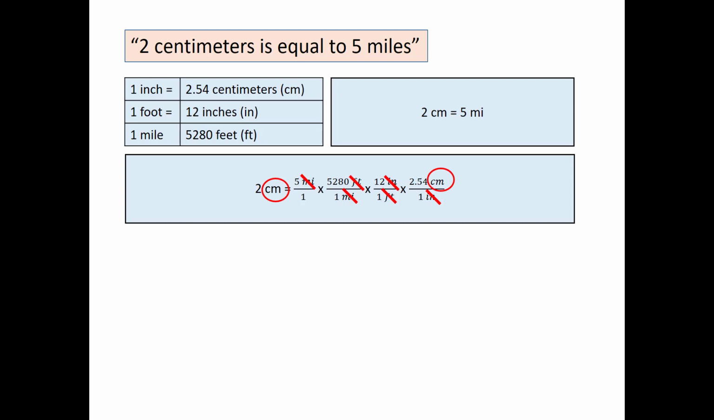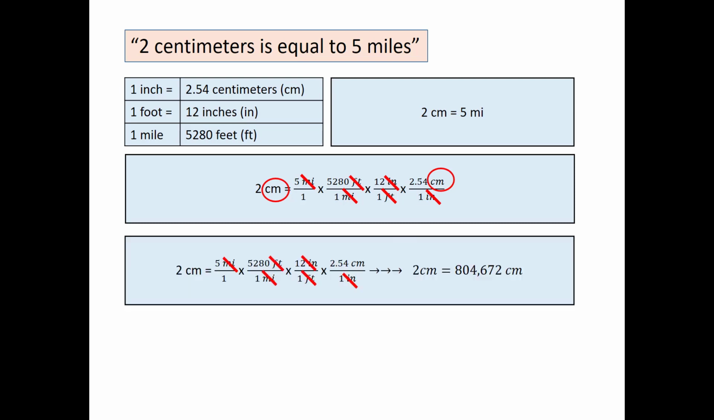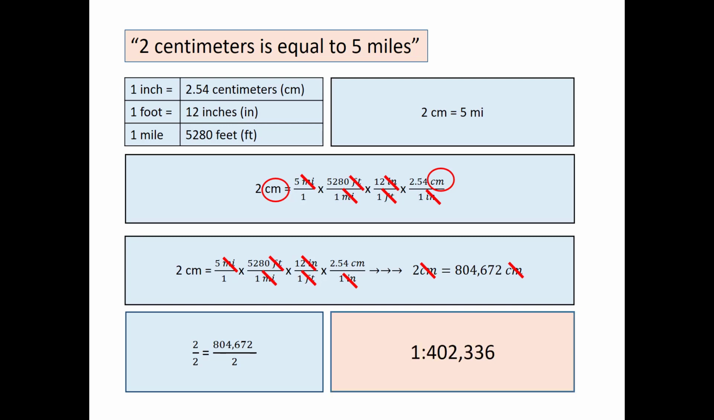This leaves us with centimeters equal to centimeters. Pull out your calculator and do the multiplication. This gives you 2 centimeters is equal to 804,672 centimeters, or 2 units on the map is equal to 804,672 units in the real world. Divide each side by 2, and you get a map scale of 1 to 402,336. There you go.